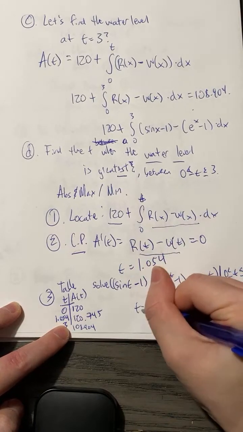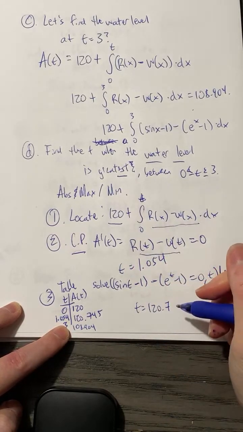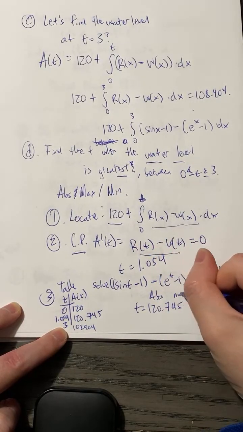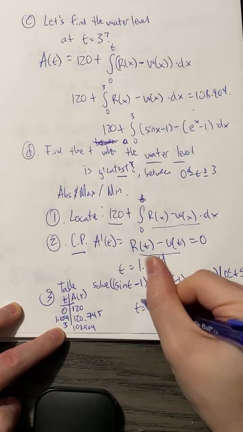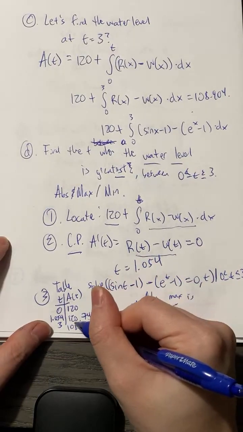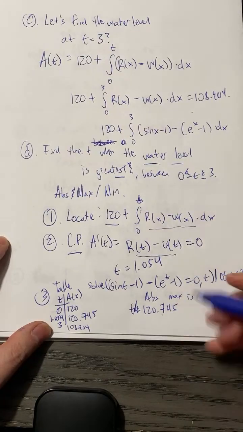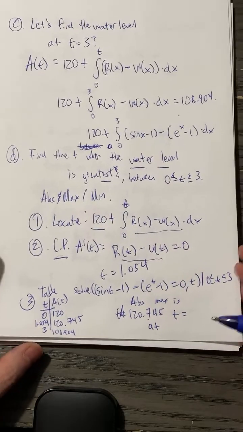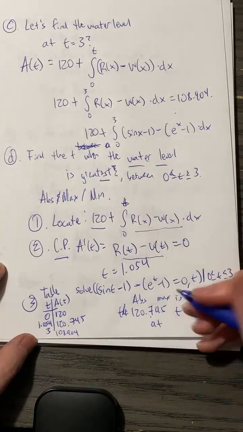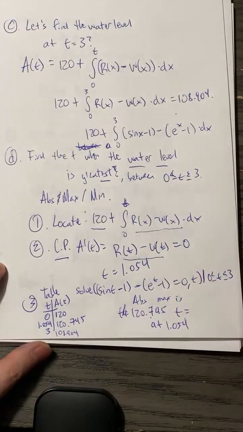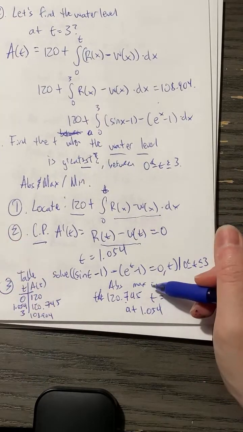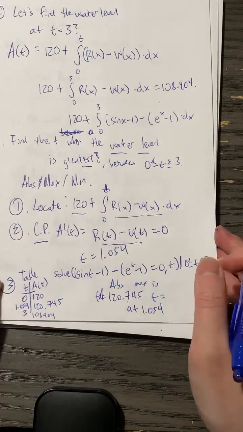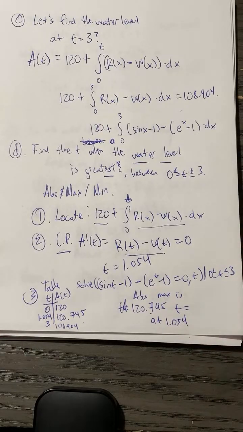So t is equal to 120.745. That's when the abs max is here. Abs max. Let's be careful here. The 120 is the y value, so the abs max is this number, and then some people like me do know when the time occurs, and notice it says find the t, so we're going to write that down too. Not my best work, but again, abs max is the biggest y value in this table, and it occurs at this t value. So hopefully that makes sense for rate in, rate out.